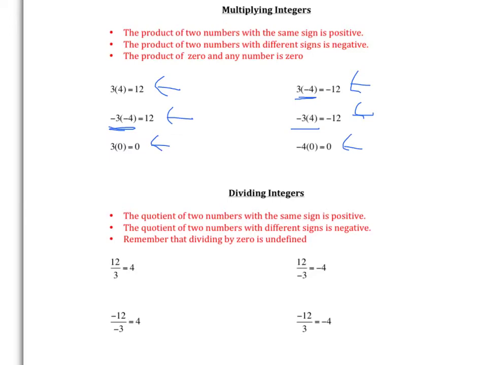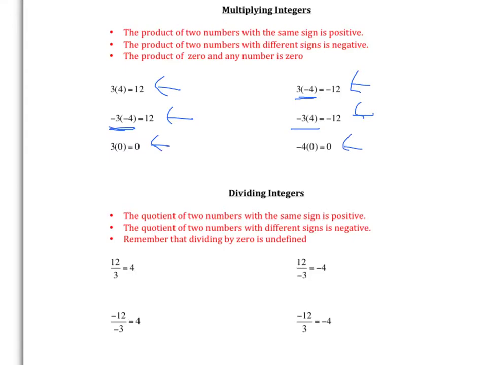Now, the nice thing about multiplying and dividing is that the rules are the same. So when I'm dividing two numbers that are positive, the quotient will be positive. Also, when I'm dividing two negative numbers, my quotient will be positive.